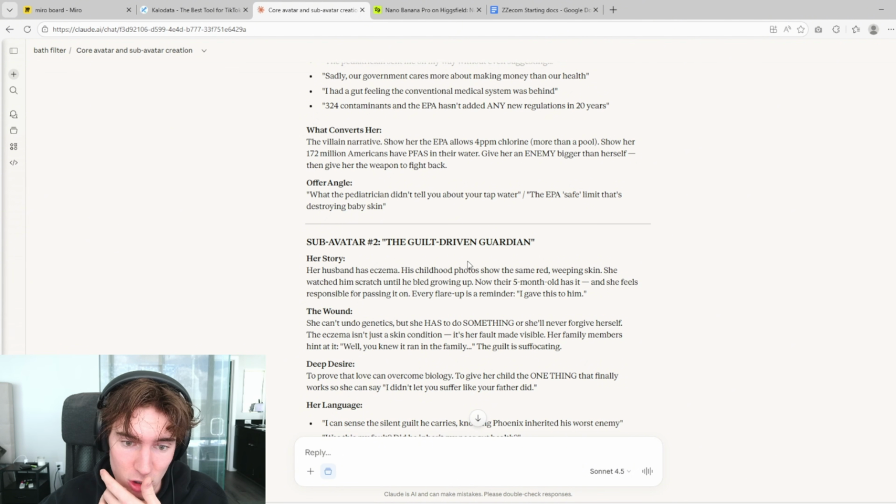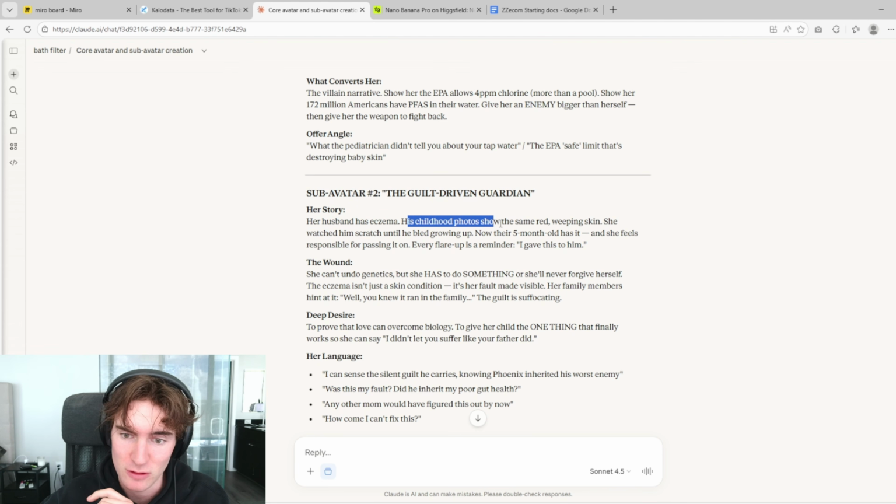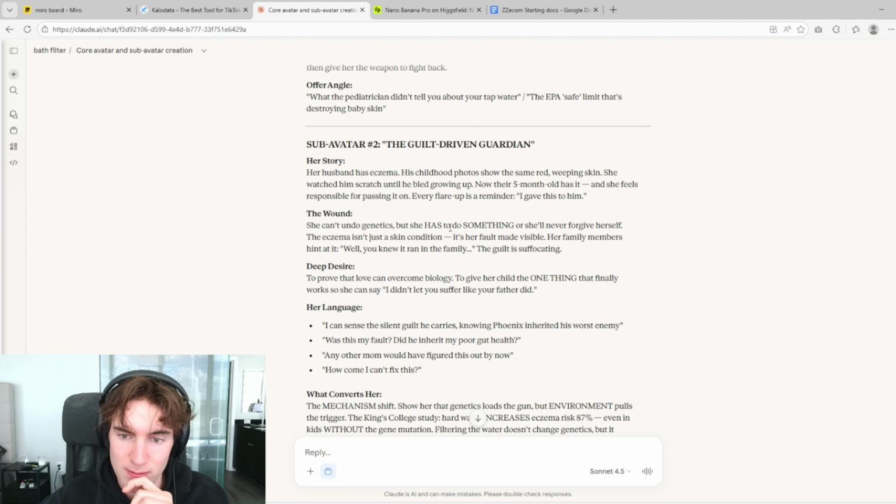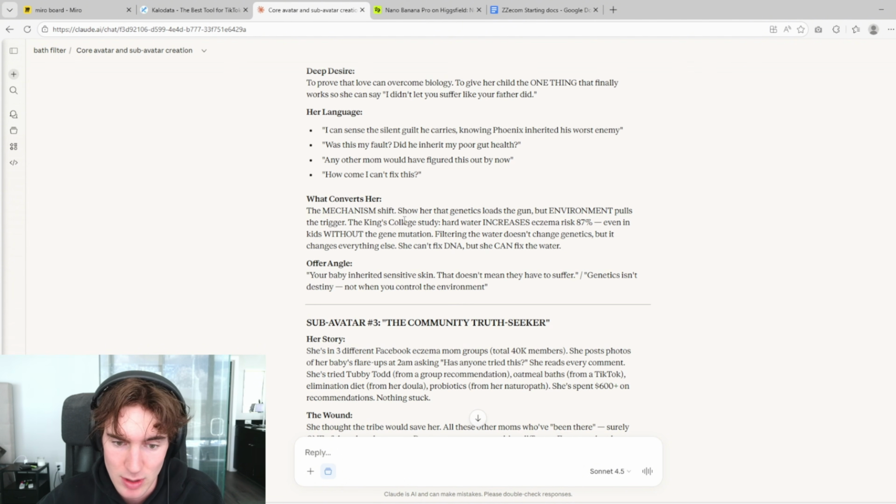The guilt-driven guardian. Her husband has eczema. His childhood photos are the same red, weeping skin. So it talks about the baby and how it came from her husband. To prove that love can overcome biology, give her child one thing that finally works. I didn't let you suffer like your father did. This is a pretty good one. I like that sub-avatar a lot.